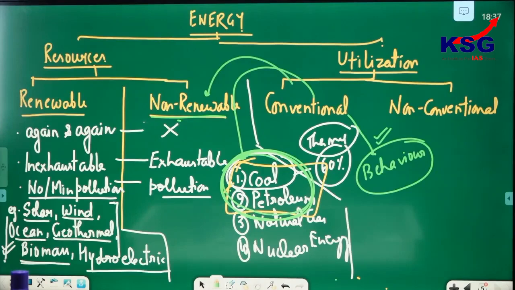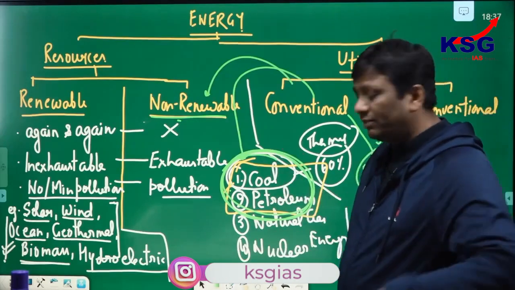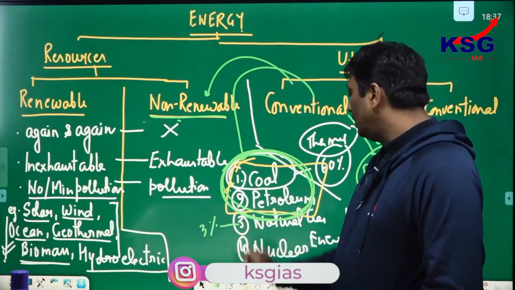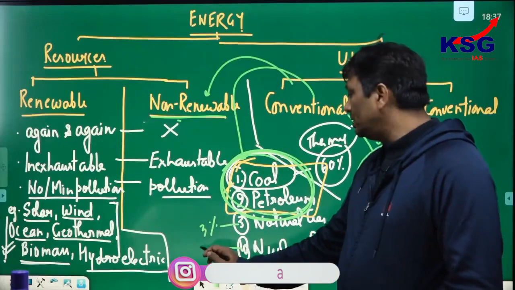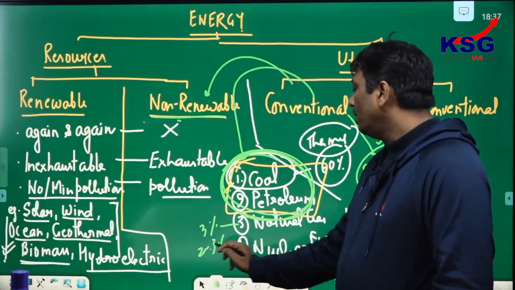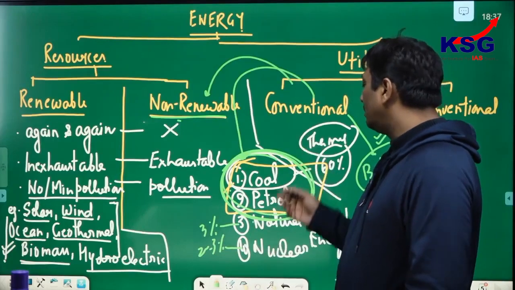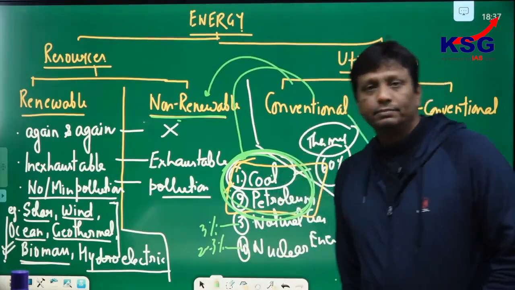Okay, but here I am telling you, guys, not all non-renewable are conventional. The reason: the weightage of nuclear and natural gas is hardly 3% in India. The weightage of nuclear energy in power generation is around 2 to 3% in India. So these are not actually conventional, but coal and petroleum are among them.